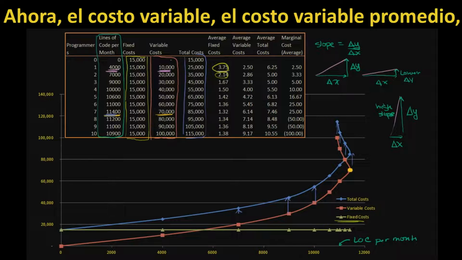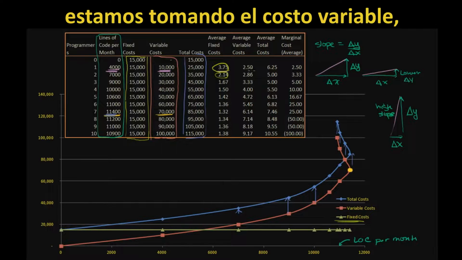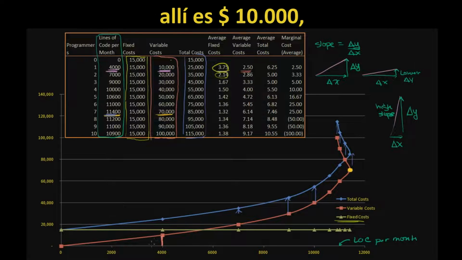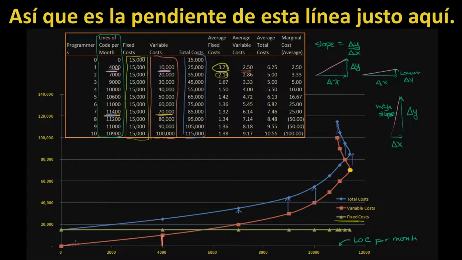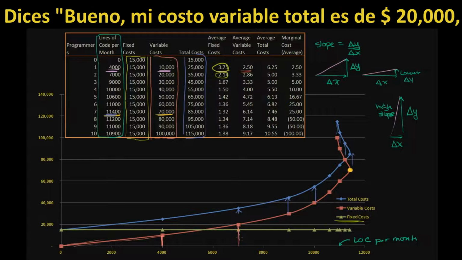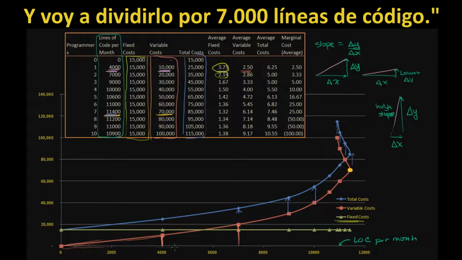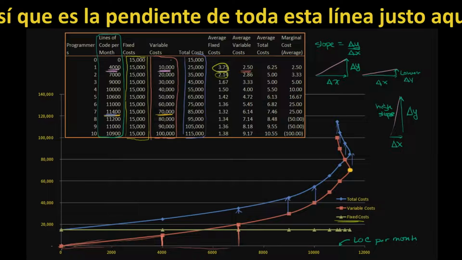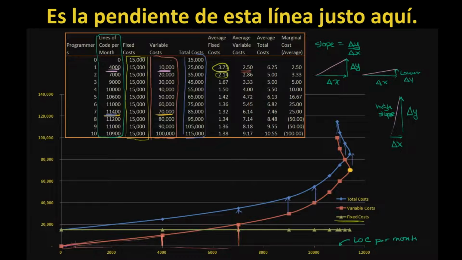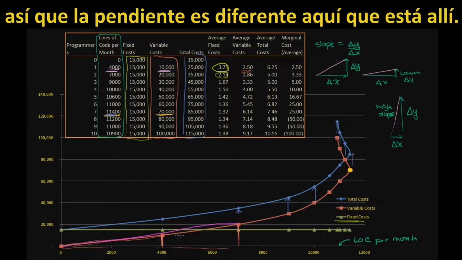Now the average variable cost, at any given point over here, we're taking the variable cost and dividing it by the total amount of code. So the variable cost over there is $10,000, and we're dividing it by 4,000 lines of code. So it is the slope of this line right over here. When you go to 7,000 lines of code, you say, well, my total variable cost is $20,000, and I'm going to divide it by 7,000 lines of code. So it is the slope of this entire line right over here. I'm having trouble drawing these lines. It is the slope of this line right over here. And this is a curve, so the slope is different here than it is over there.